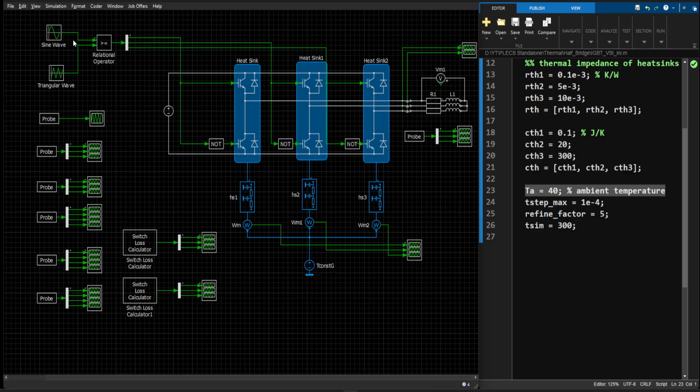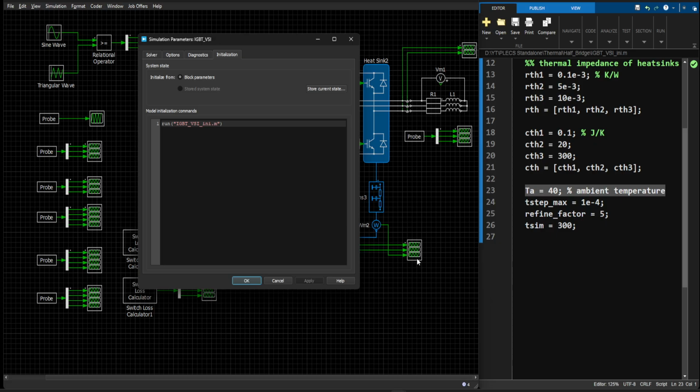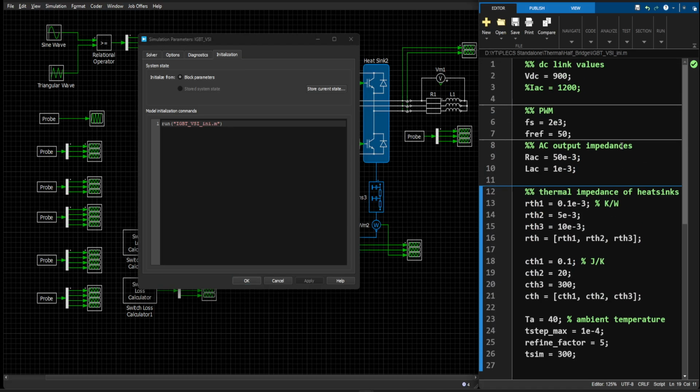Let's now run the simulation. Let me show you where I call my initialization file. This M file doesn't have to be a MATLAB file directly. If you don't have a MATLAB license, you can also use Octave scripting, which is an open source program. With the same coding, the syntax is the same.